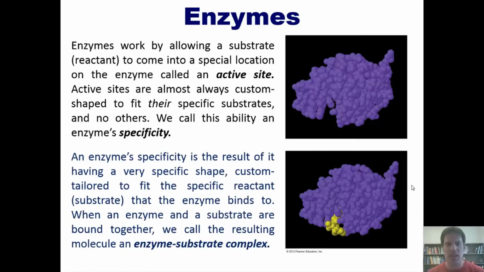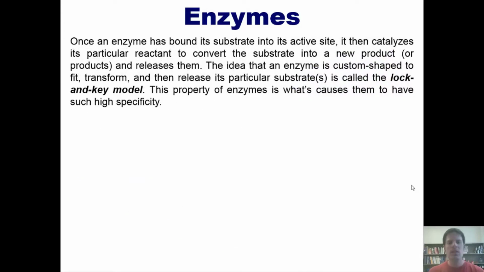An enzyme's specificity, then, is the result of it having a very specific, custom-tailored shape to fit the specific reactant or substrate that the enzyme binds to. When an enzyme and a substrate are bound together, we call the resulting molecule, enzyme and substrate together, the enzyme-substrate complex. Once an enzyme has bound its substrate into its active site, it then catalyzes its particular reactant to convert that substrate into a new product or products and then releases them.